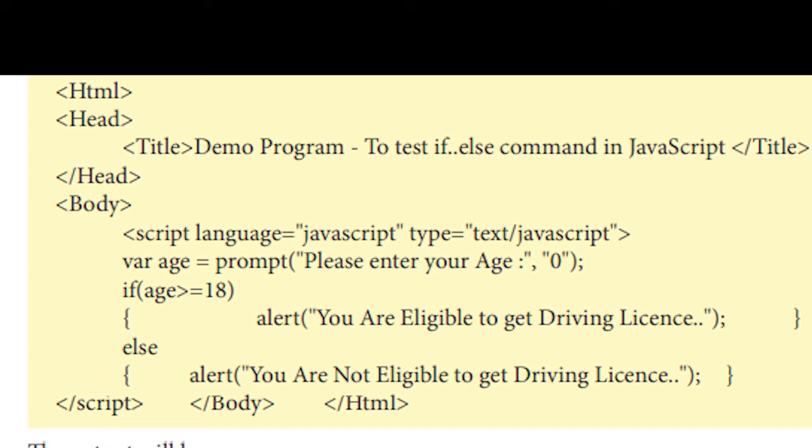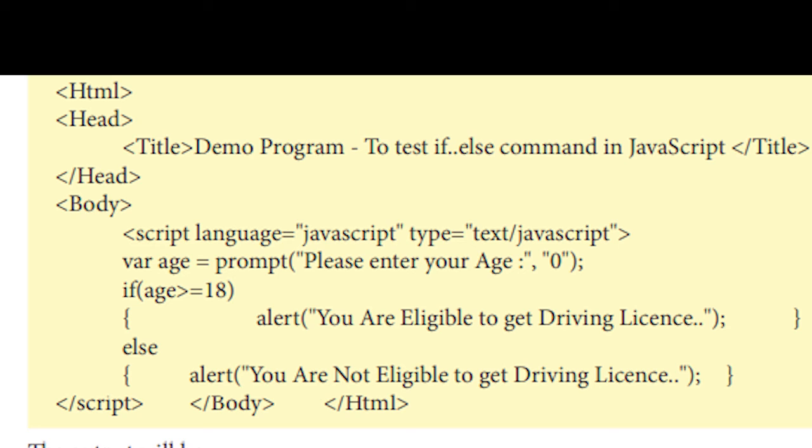The head tag they have closed, the body tag they have opened, script language JavaScript, type is equal to text slash JavaScript, variable age is equal to this, and all we saw in if, right? After that, alert: you are eligible to get the driving license. After that, you have a keyword else. Here in this else part, they are giving alert: you are not eligible to get driving license, or you are not eligible to vote.